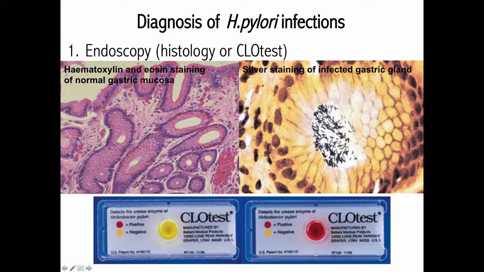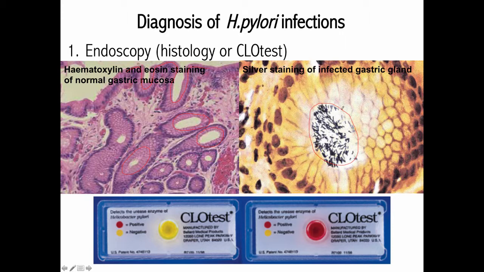So the biopsy can be obtained by endoscopy, and then that can be silver stained, and we can see on the right hand side all of these little black spiral bacteria, the spiral gram-negative rods that we've looked at. We can see them colonizing the gastric gland, and so that would be positive as a pylori infection.